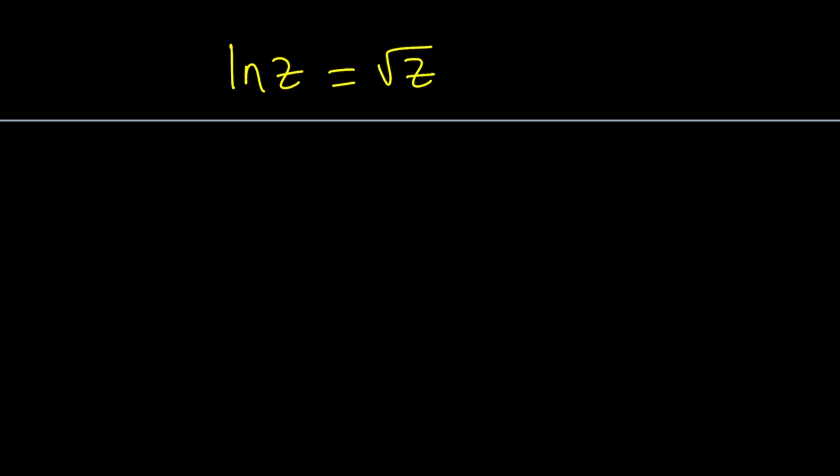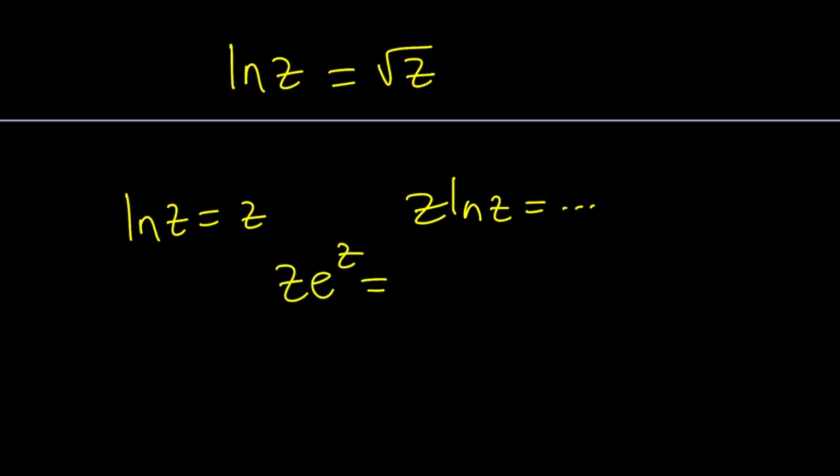Anyways, can we use Lambert's W function to solve this problem? When we have something like ln z equals z, or even z ln z equals something, we could probably use it, right? Or even better, z times e to the z equals something. Obviously, this would be the direct application. The others would take a little bit more work. But this one has a square root, so what are we supposed to do, right?